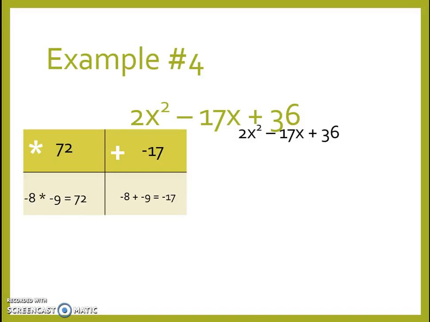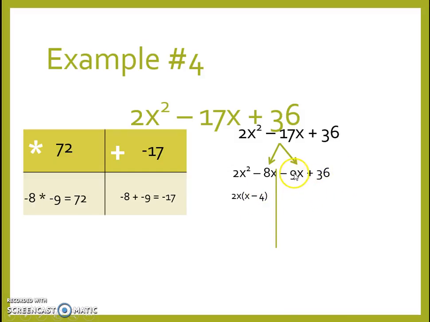So we're going to keep our first term, split the middle term, and keep our third term. This means we keep the 2x squared, we split the negative 17 into negative 8 and negative 9, and we keep 36. We split our problem. The greatest common factor between 2x squared and negative 8x would be 2x. So I take out a 2x and I'm left with x minus 4. So then I look at my second piece.